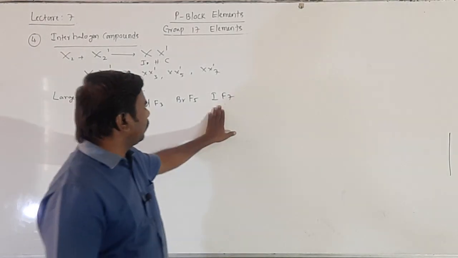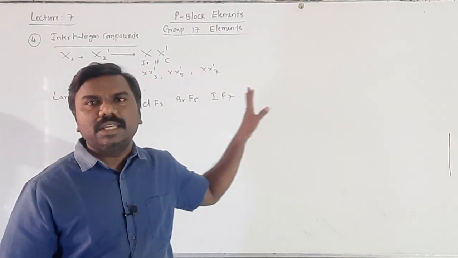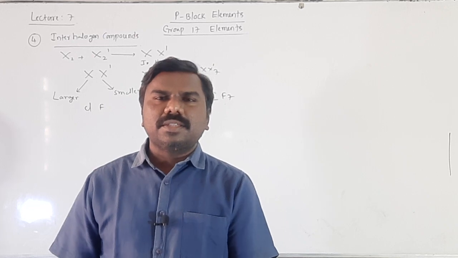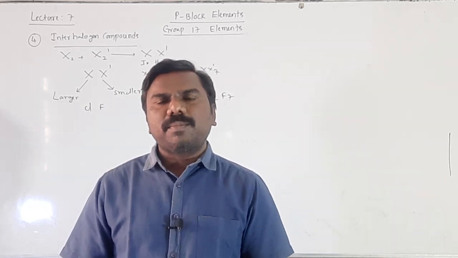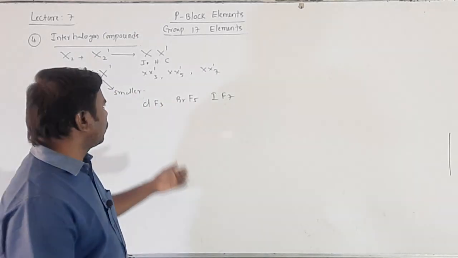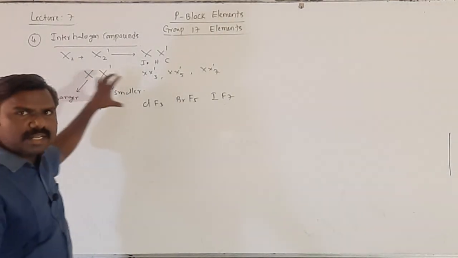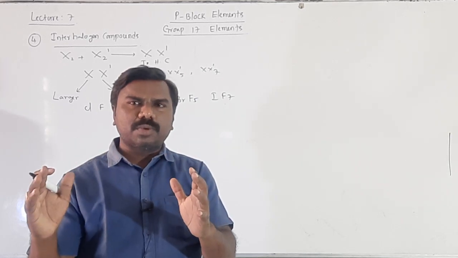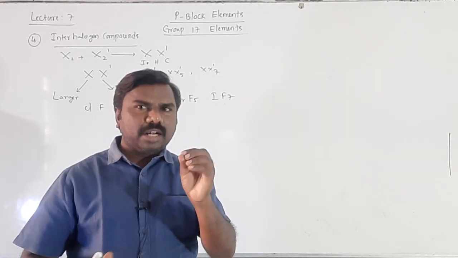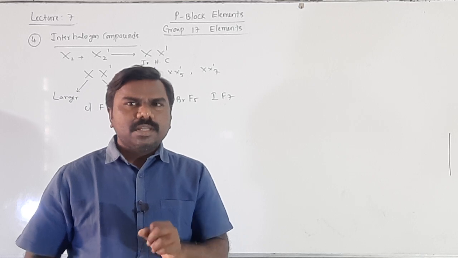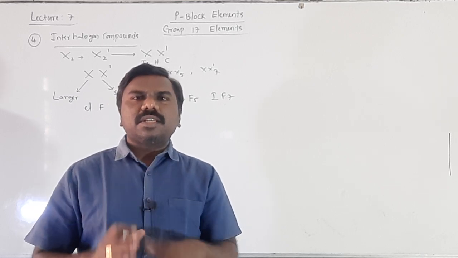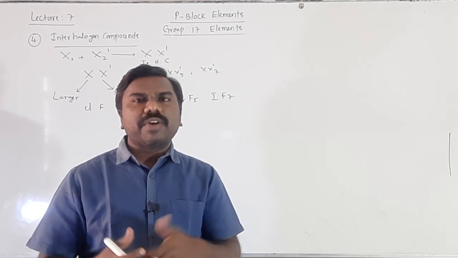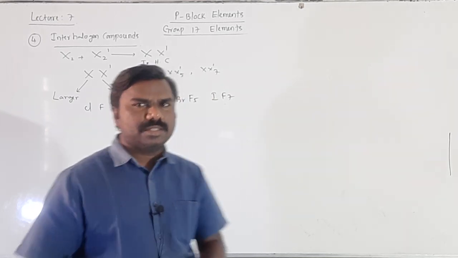IF7 is possible, but BrF7 and ClF7 are not possible, because as the radius ratio increases, the number of atoms per molecule increases. Radius ratio means the radius of the larger one divided by the smaller one. Dividing larger by smaller gives a high positive value, like 100 by 1 gives 100. So it means a large value. If you get a large value, more atoms can be accommodated, so the number of atoms per molecule will increase.